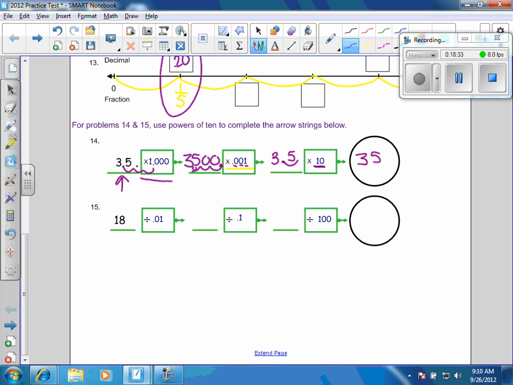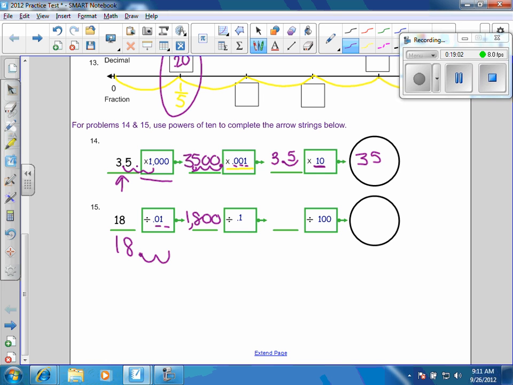Sasha, can you start for me? If I take 18 and I'm going to multiply by 1/100th, I'm going to divide by 1/100th. Is my 18 going to become a bigger number or a smaller number? By how many powers of 10? 2, so my decimal goes here, and I have to move it which way? 2 spaces. So what am I going to do with those 2 spaces? Perfect. So this is 1,800.